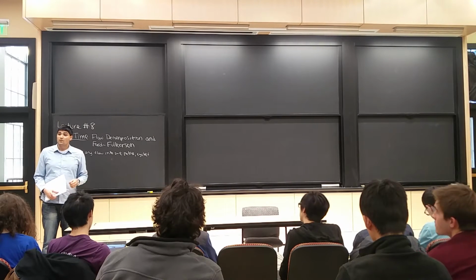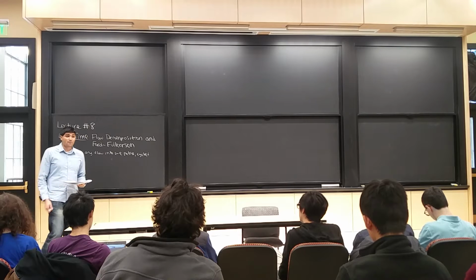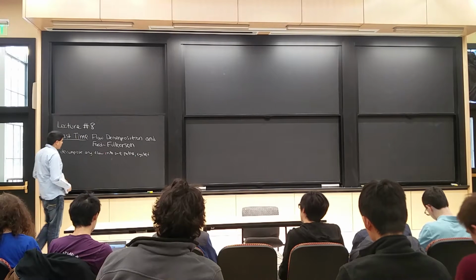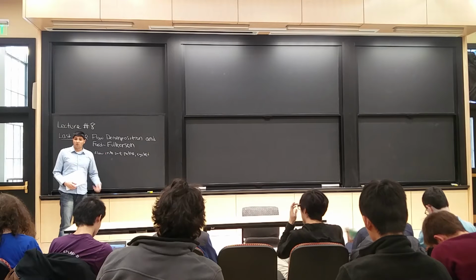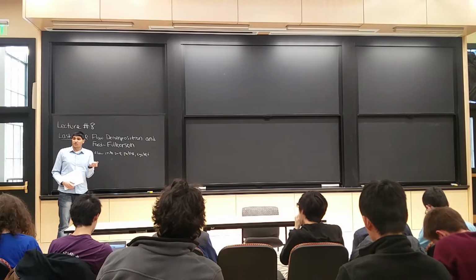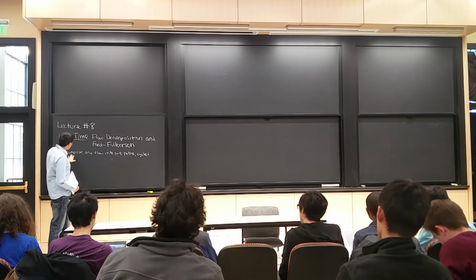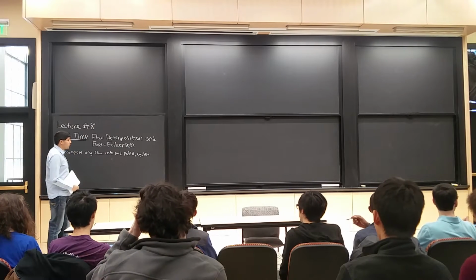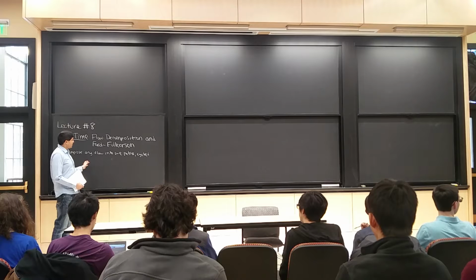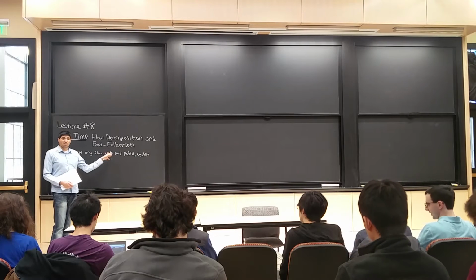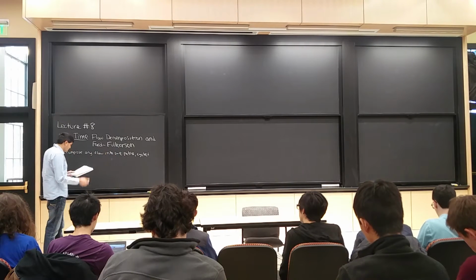M, exactly. At most M. Because each time we pulled off either an ST path or a cycle, we actually pushed the flow along some edge down to 0. So sometimes you even need the stronger version of flow decomposition to really say that it's important that you can decompose into not too many such objects.